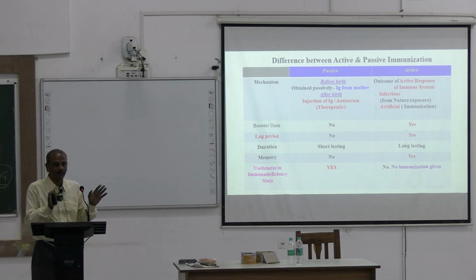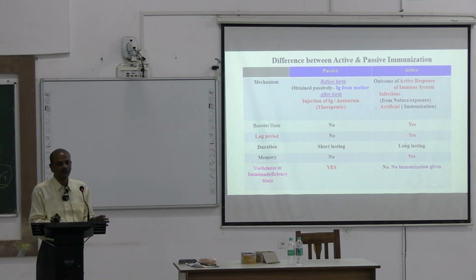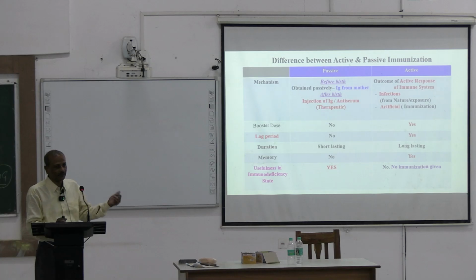So passive, by this time you have known about active immunization, which is basically adaptive immunization. You have acquired it, so it will definitely be a long-lasting one. In contrast, if something is given to you as antibody directly, that will have a short life. So in passive immunization, no booster dose is required, but for active immunization, a booster dose is required.